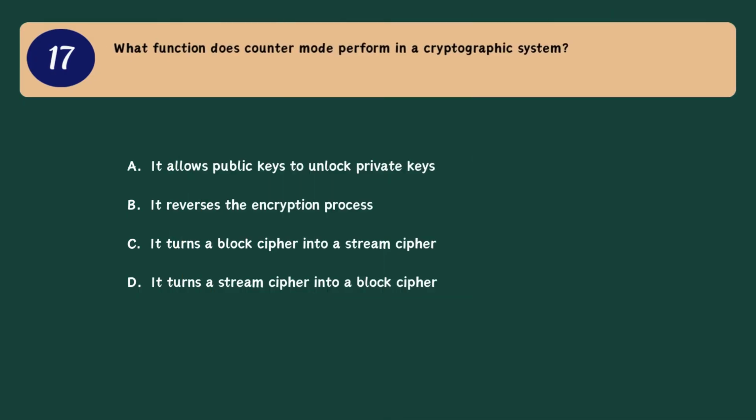Question 17. What function does counter mode perform in a cryptographic system? A. It allows public keys to unlock private keys. B. It reverses the encryption process. C. It turns a block cipher into a stream cipher. D. It turns a stream cipher into a block cipher.